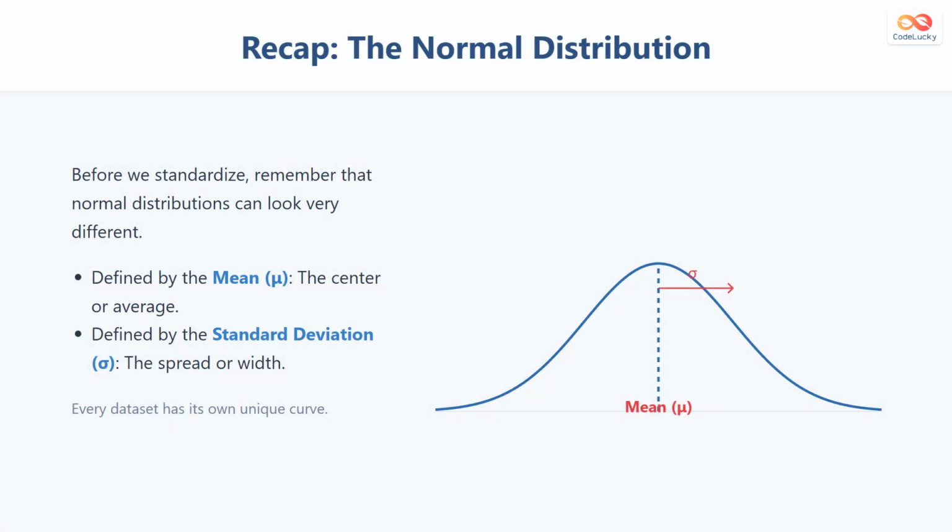Let's start with a quick recap. A normal distribution, or bell curve, is defined by two key parameters: the mean, which is the center or average of the data, and the standard deviation, which represents the spread. Every dataset has a unique curve based on these numbers.